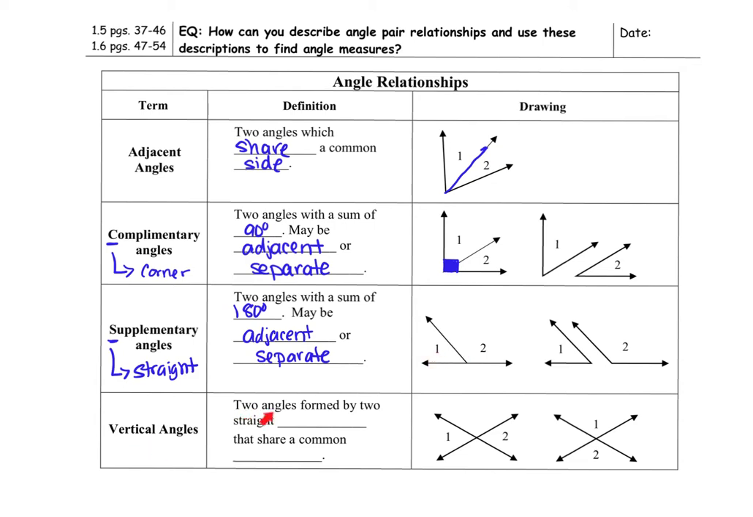Vertical angles are 2 angles formed by 2 straight lines that share a common vertex. So if we look at our example, here's a line and then another line and they share a common vertex. So angles 1 and 2 are vertical angles. And then if we look at the second example, again, 2 lines that are intersecting, they have a common vertex, and then you have angle 1 and angle 2 as vertical angles.